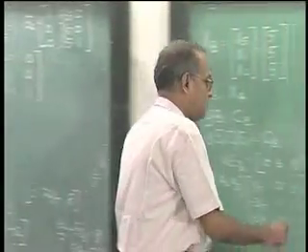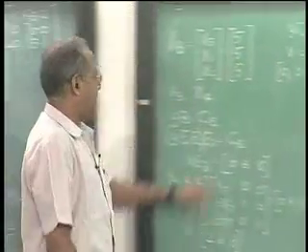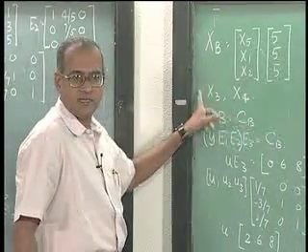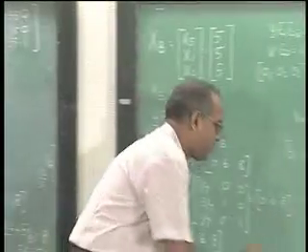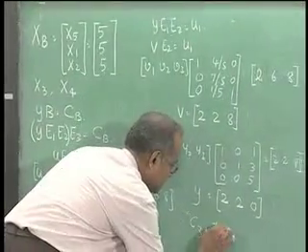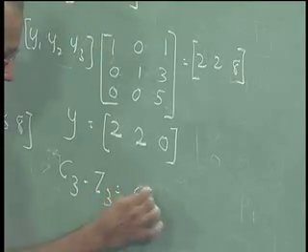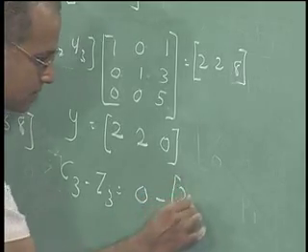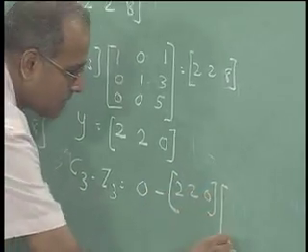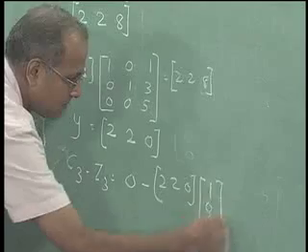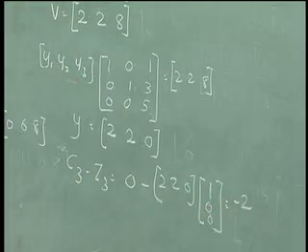So, once we know that this is the value of the dual, we now go back and there are two non-basic variables x3 and x4. So, we need to find out C3 minus Z3, which is 0 minus y, 2 2 0, into P3, 1 0 0, which is minus 2.